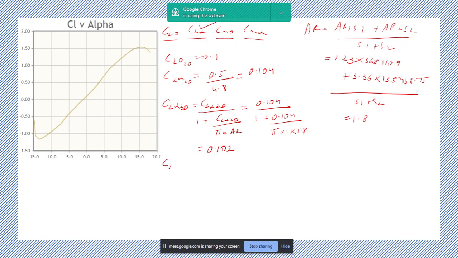What about CL naught for 3D? How do you find this? Okay, you don't have that formula. That formula is not the same. So how do we do it?